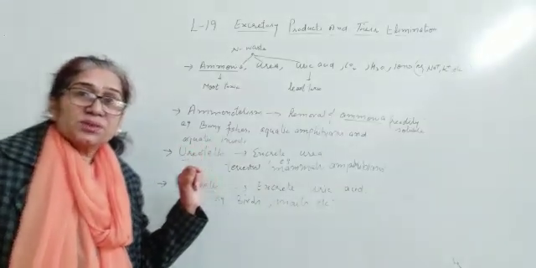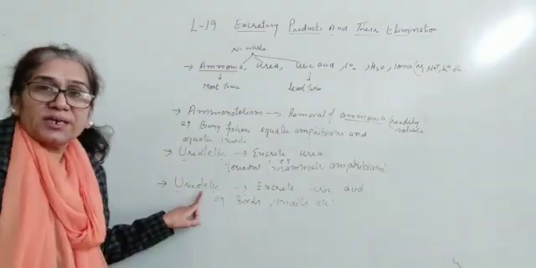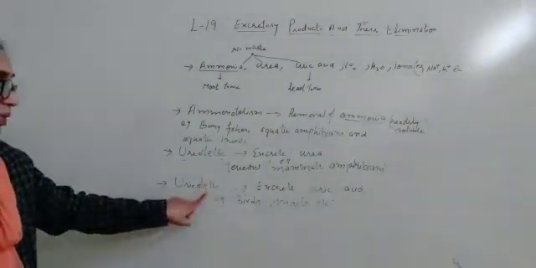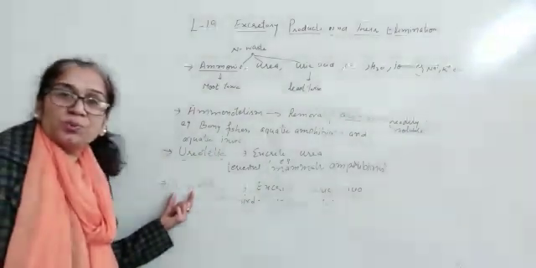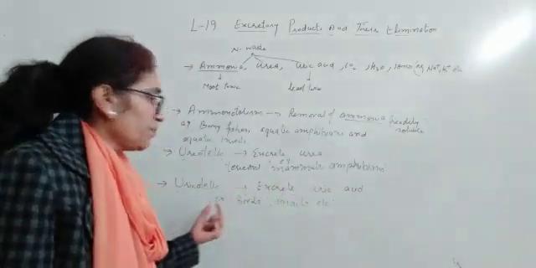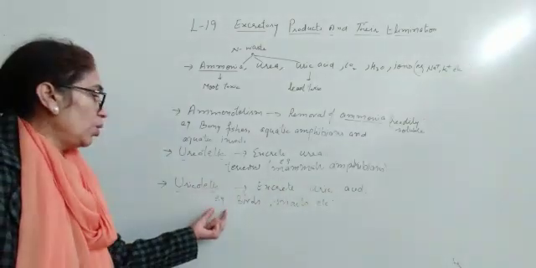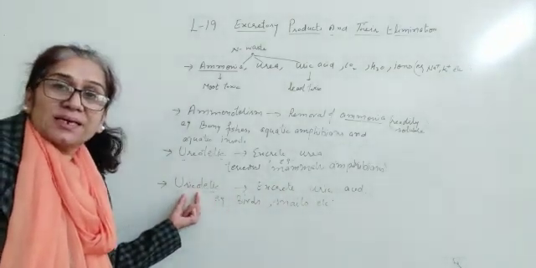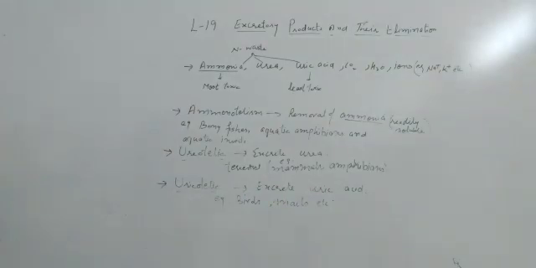Now, the third type is uricotelic. Clear? Third type is uricotelic. As from the first spelling you can learn, the animals which excrete uric acid as a waste product, we call them uricotelic, right? For example, birds, snails, etc. Right? I think these three terms are clear. What are ammonotelic and the others? Clear?